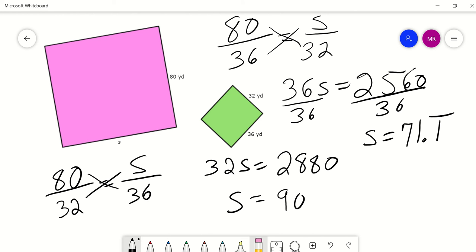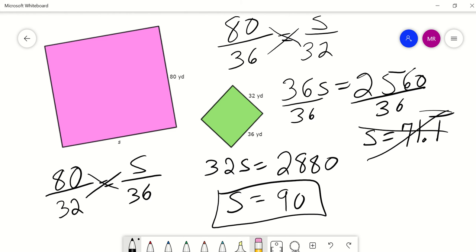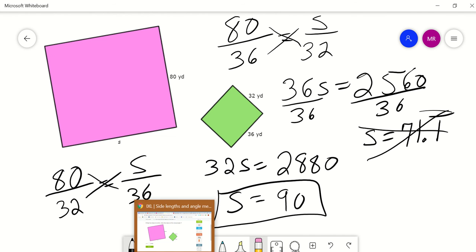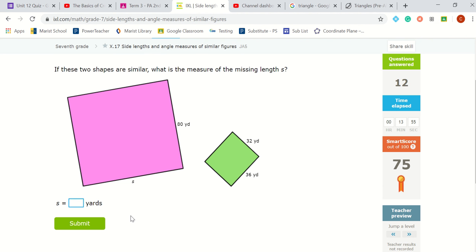So while you can't tell visibly very easily what corresponds to what, the fact that we're getting 71.1 repeating as one of our answers, we're going to say that one is not the true answer. We're going to go with the one that's the integer. So we're going to say S equals 90 on this one. So just keep that in mind. If you have a problem like this where it's hard to tell what corresponds to what, check them both out. And then if one of them's an integer and the other one's not, go with the integer.